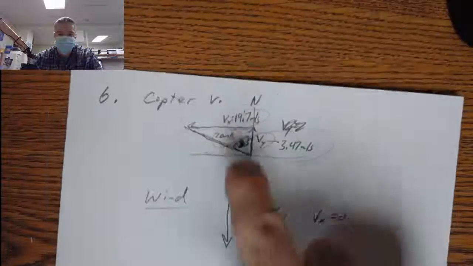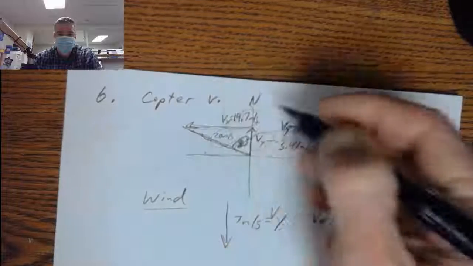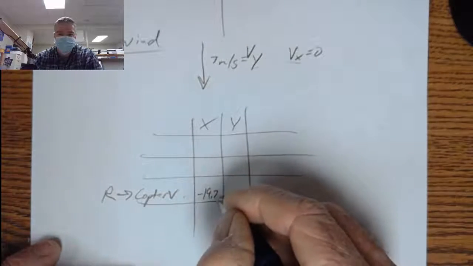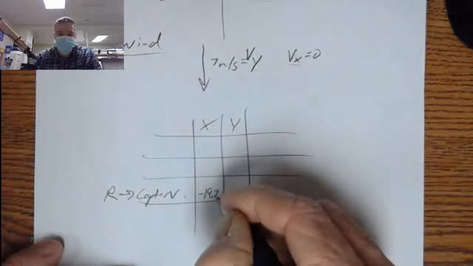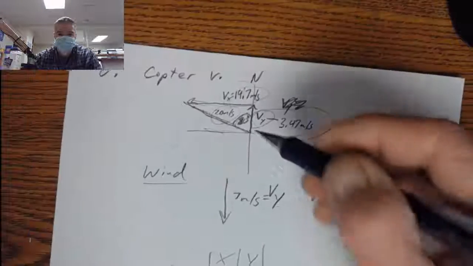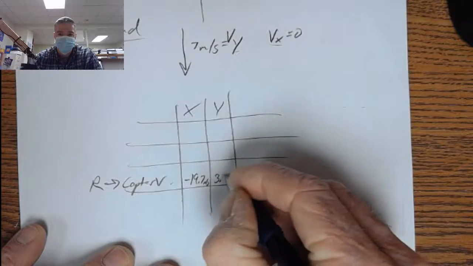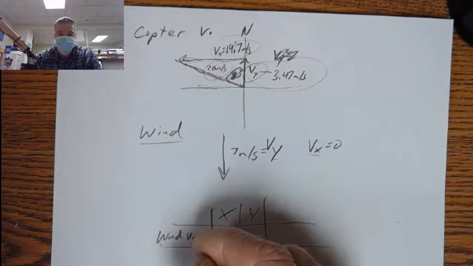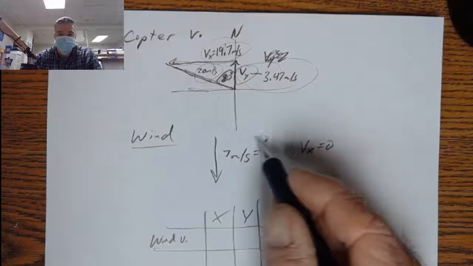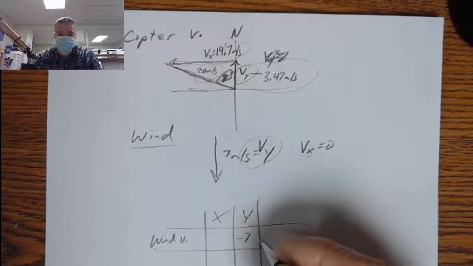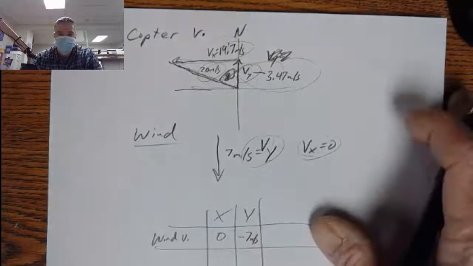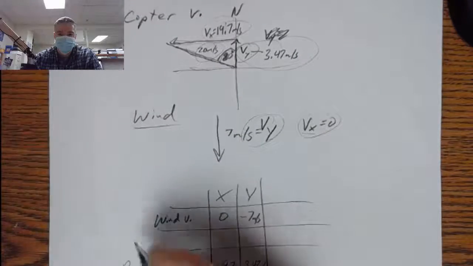And the x and y components of that are x is negative 19.7. It's to the left. This is in meters per second. Guess I should put that. And then the y is 3.47. And the two components, the wind velocity is, the y is negative 7, and the x is 0. And then the one I'm looking for, this is the speed and heading.